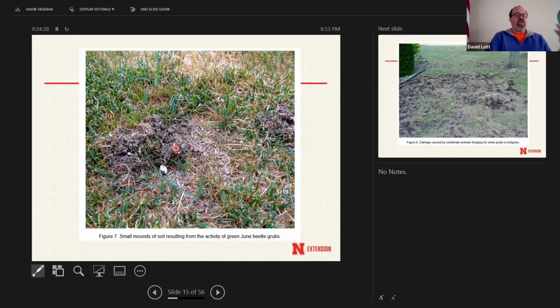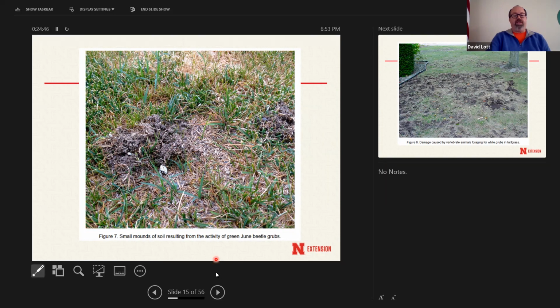The next picture is a common picture of the green June bug grub, and it kind of forces its way up a little bit. So it's different than the other beetles, but it will force its way up and out, with a little bit of a mounding appearance. So that is one way that you may think you have a green June bug instead of some of the others.